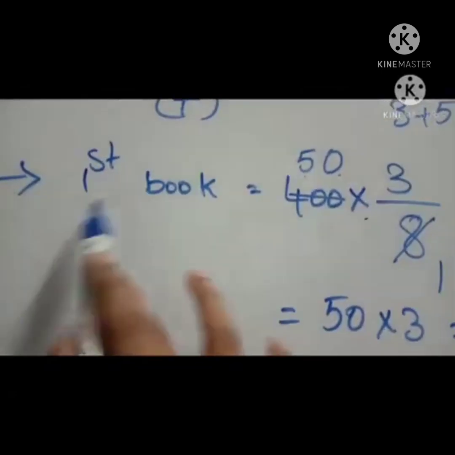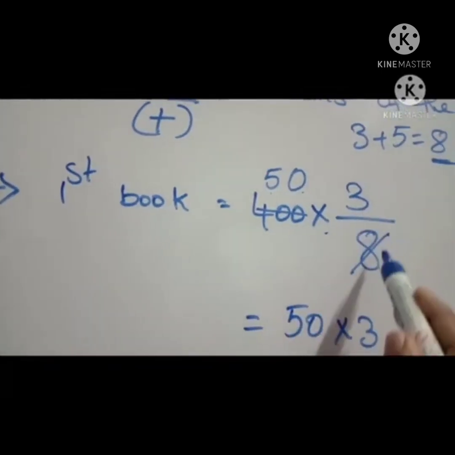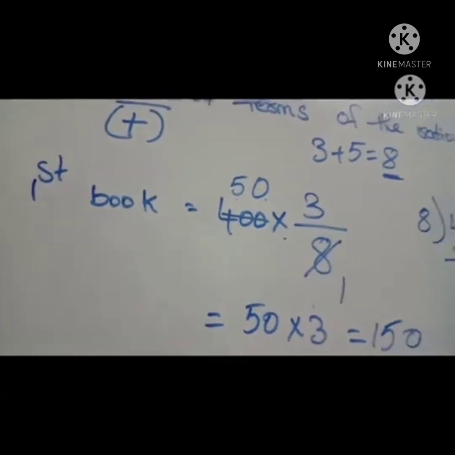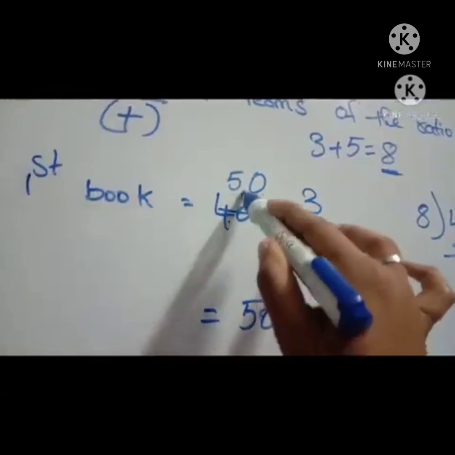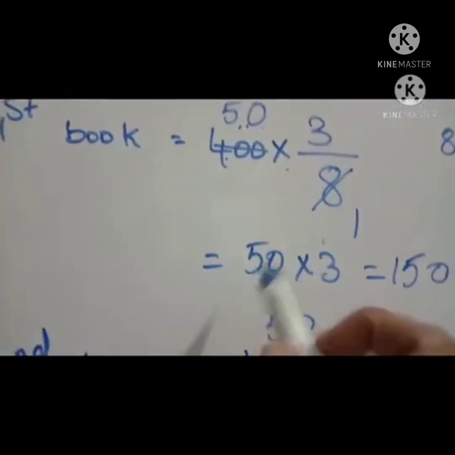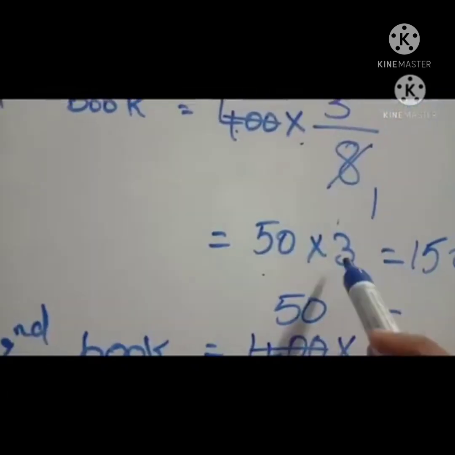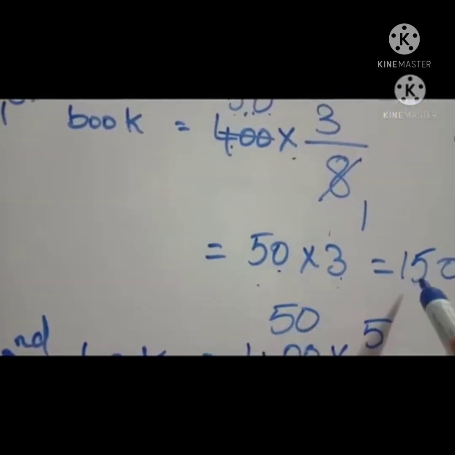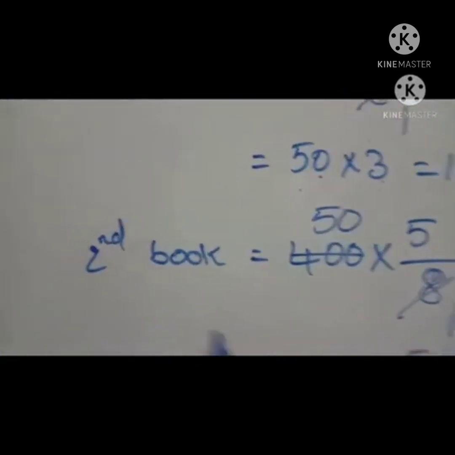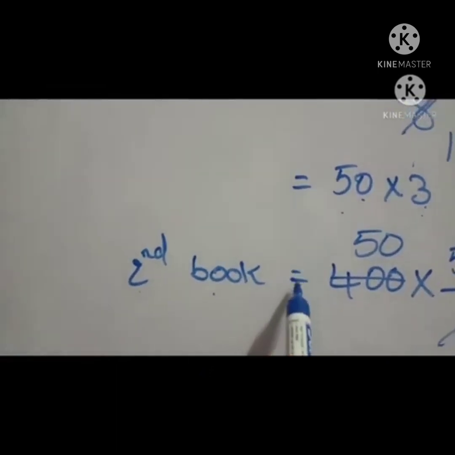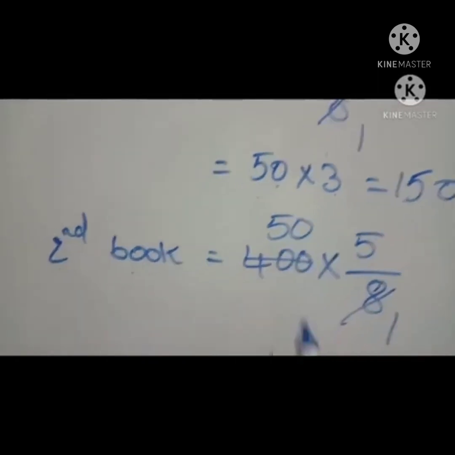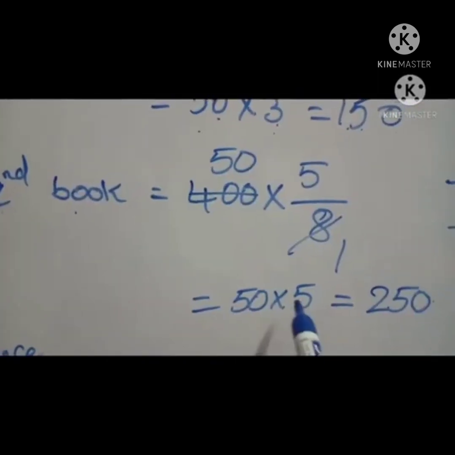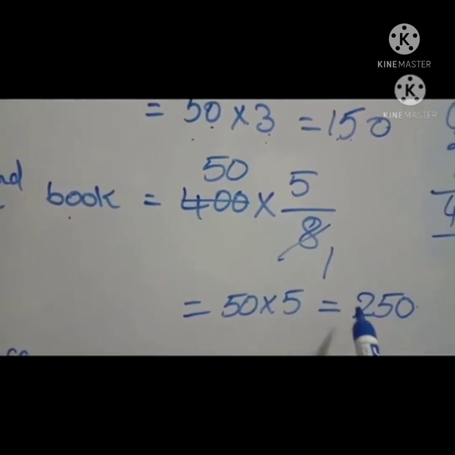Then now we have to find out the cost of the first book. First book cost is equal to 400 into 3 by 8. Cancel this 8. Do the division here, see. Write the quotient. Here is the quotient, no? Cancel the 400 and write the quotient. This is 8 ones only. 50 into 3. 50 into 3 is equal to, 3 zeros are 0, 3 5s are 15. That's okay. Next, the second book is equal to 400 into 5 by 8. This is also 50. 50 into 5 means how much? 5 zeros are 0. 5 5s are 25.